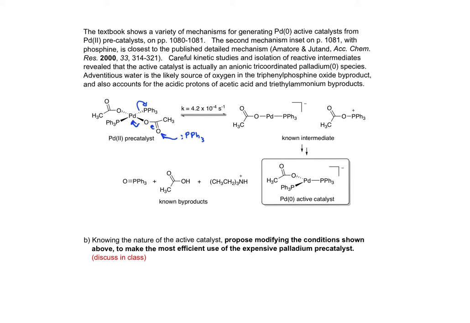Some of the free triphenylphosphine then coordinates with palladium to give a structure, bistriphenylphosphine palladium monoacetate anion, which is the active catalyst. There is some inefficiency in the original conditions. Due to the mechanistic work, we can think of some ways to modify the reaction conditions to make the most efficient use of palladium, since palladium is the most expensive component of the Heck reaction.